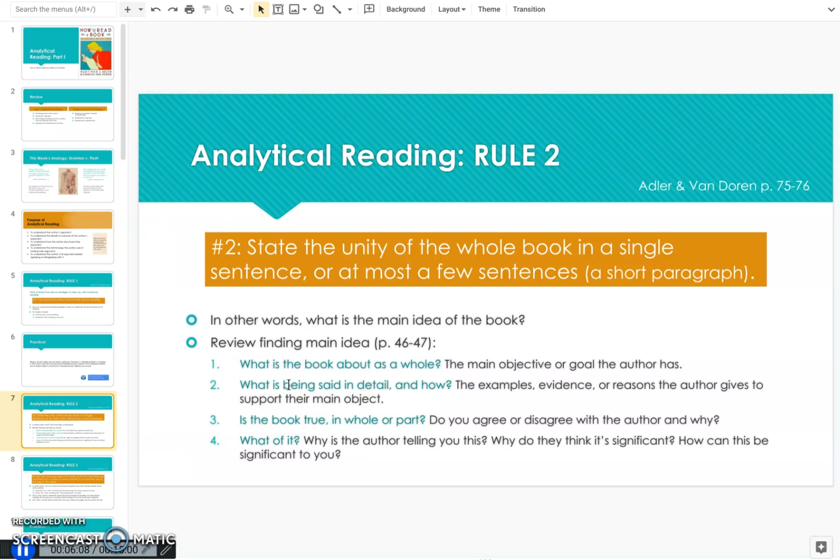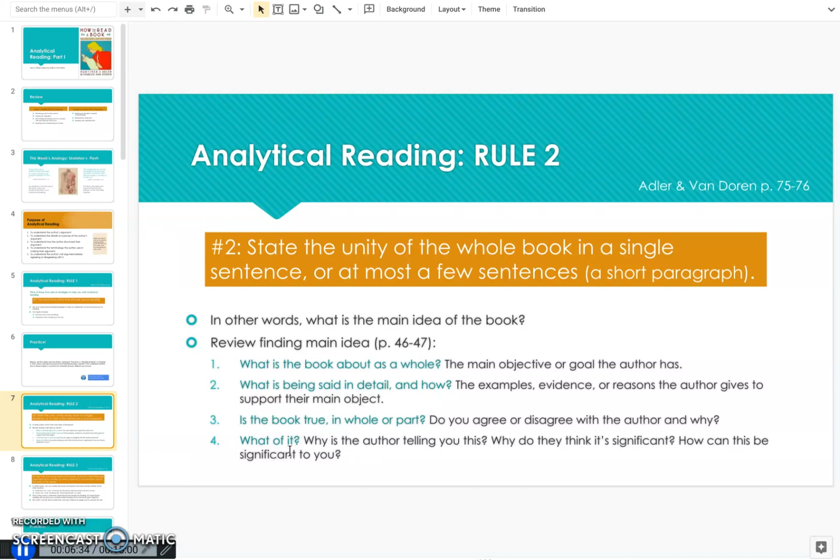So you can ask yourself, 1, what is the book about as a whole, or the article? Okay, what's the main objective or goal that this author has? 2, what is being said in detail and how? So what does the author spend a lot of time describing? What are they always giving examples of or evidence of? 3, is the book or article true in whole or part? So where do you agree or disagree with the author and why?